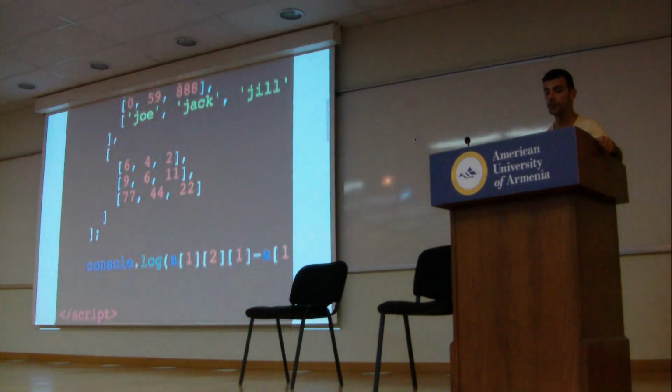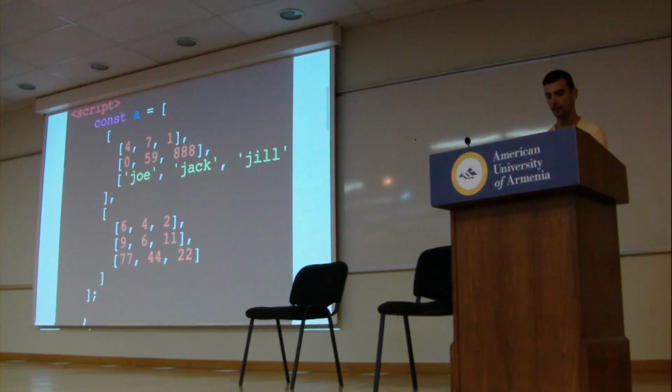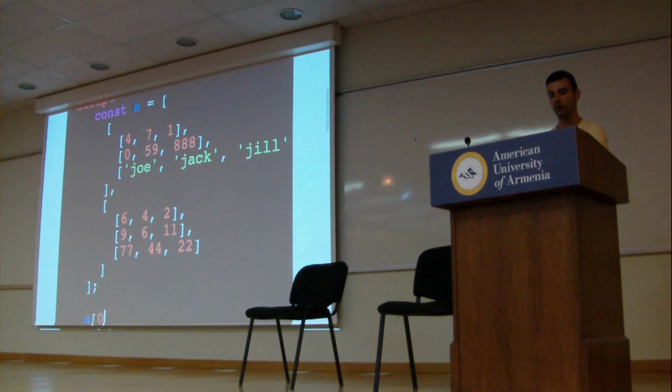Okay, so let's do this. Before we print things, let me modify the array. We can do that. We can do A of 0 of 2 of 0 should be Bill. John pop-up Bill. What did I change?